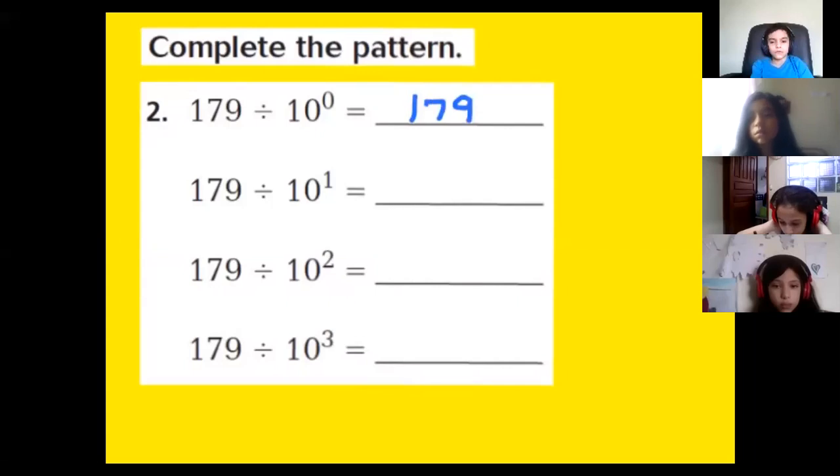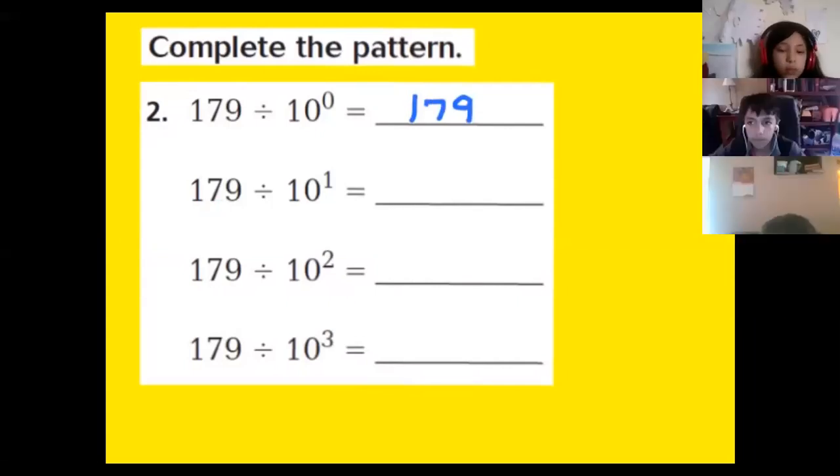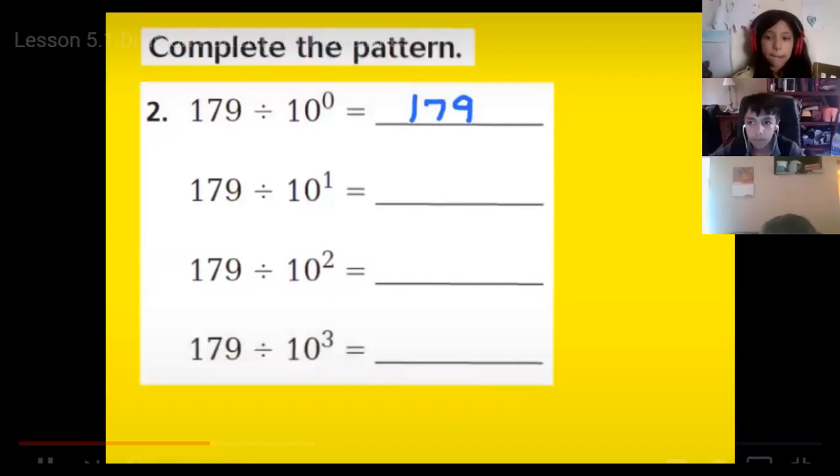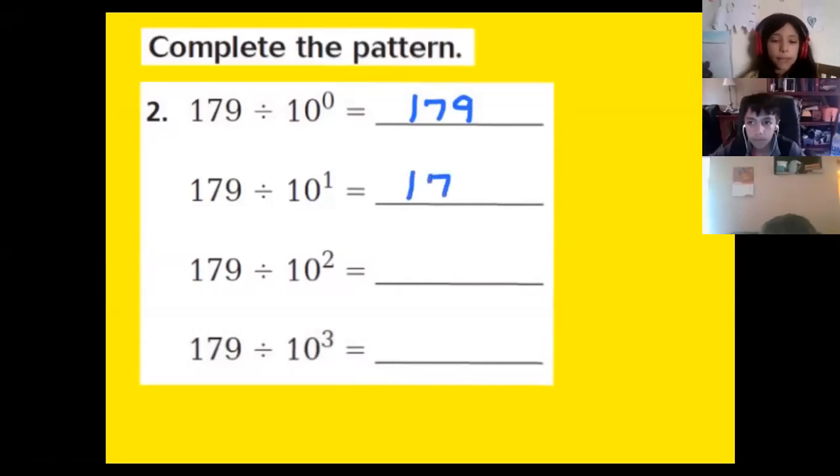Now, take a look at the next part in this pattern. We have 179 being divided by the first power of 10. Well, my exponent here is a 1. So what that means is I'm going to write down the number 179, and I'm going to start from the end, and I'm going to need to move my decimal over 1 place to the left. So my answer here turns out to be 17 and 9/10.